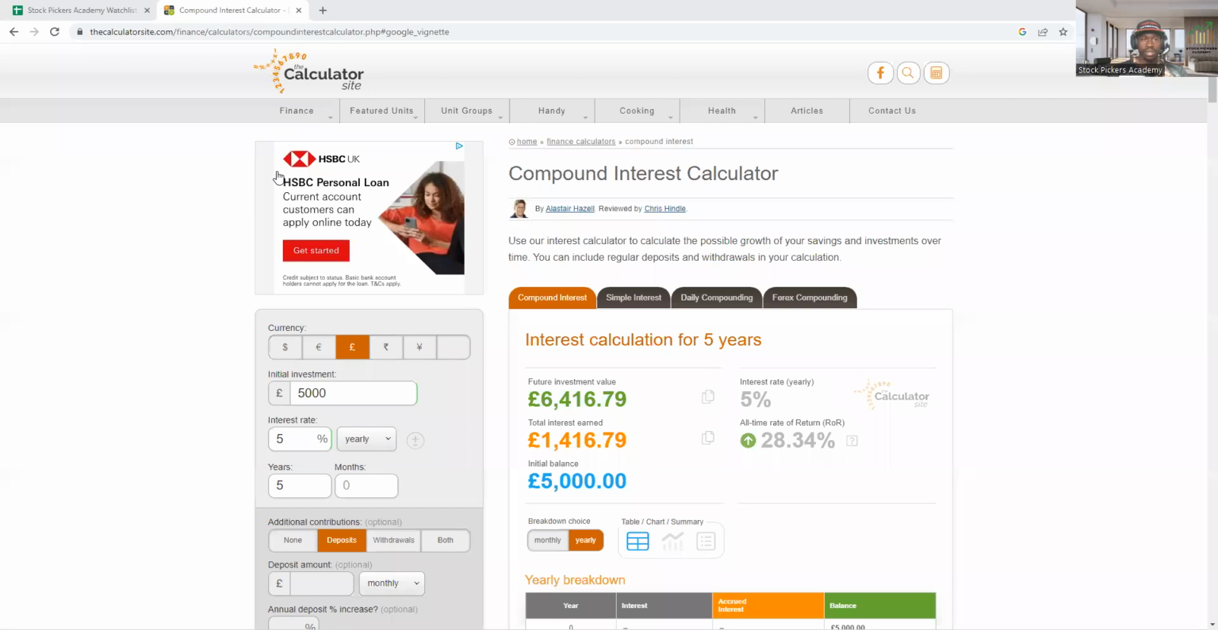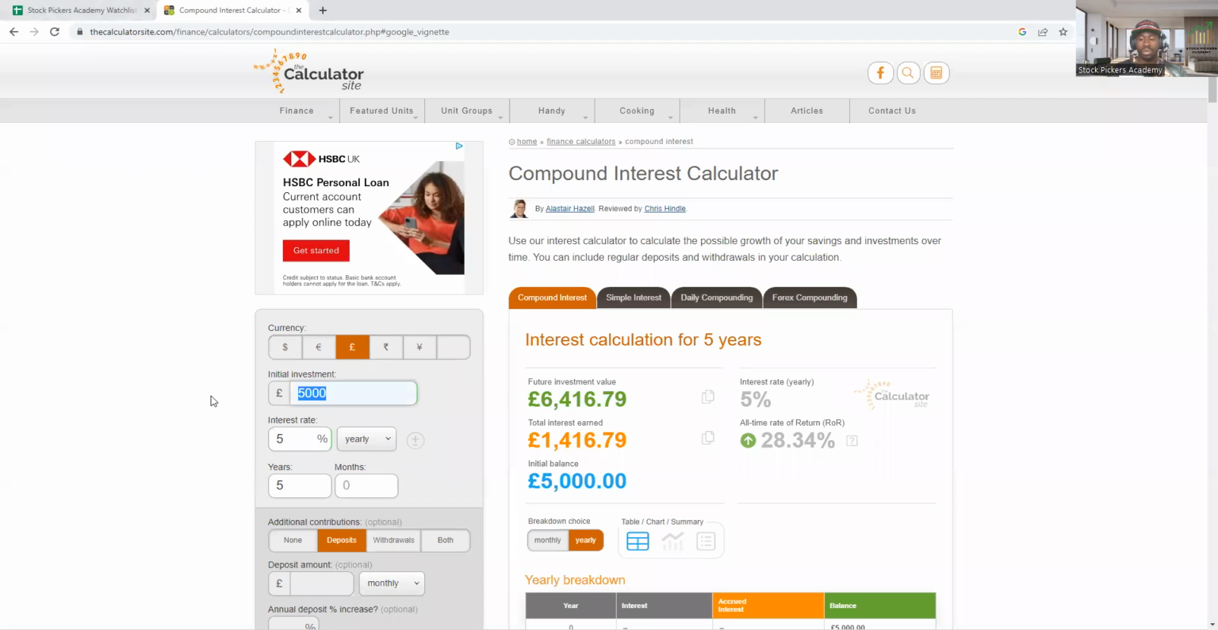I'm going to be running through compound interest with you today and how and why you should use the stock market as a way to build wealth. It's going to be very short and it's going to be very sweet. So I'm going to share my screen and show you the compound interest calculator. This is what it looks like.